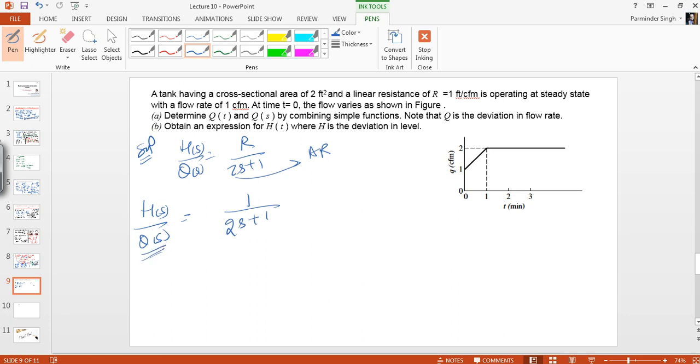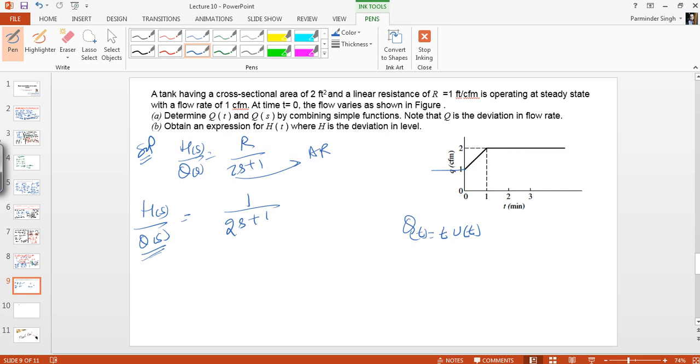Now we need to find q(s). Q is following this profile. What will be q(t) over here? Initially at time t equal to 0 it was 1. Clear? At time t equal to 0 it was 1. For t greater than 0 it becomes a variation with time. So what is this profile? This profile is your ramp function. So it is t u(t) with the magnitude of 1 and it continues till 1.